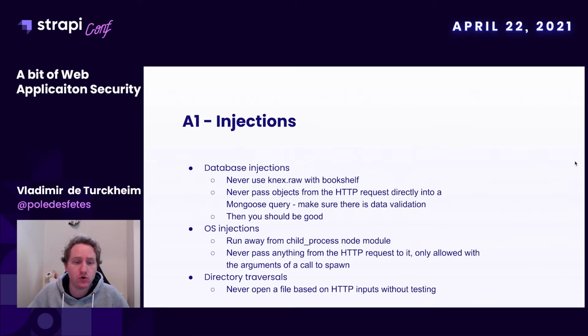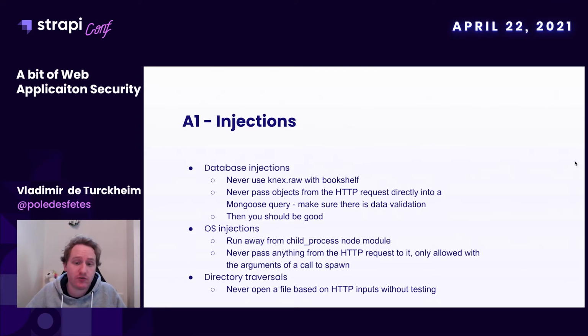There are also OS injections, operating system injections, and basically just run away from child process. If you end up importing child process in your application, you're probably in danger, so stay away from it. And if you have to use it, never use anything from the HTTP requests inside it. HTTP including the GraphQL query.